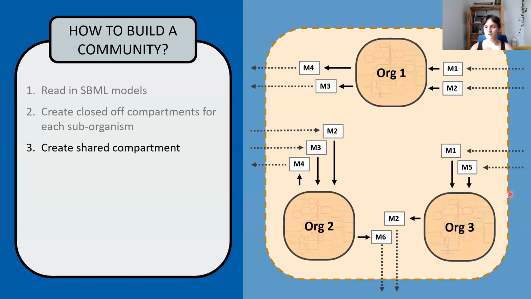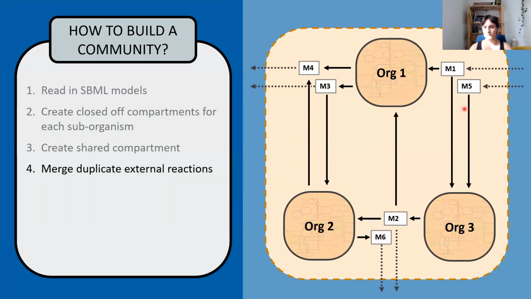And if we now look at the reactions of these organisms, we can see that the members are still not properly interacting with one another. For example, metabolite 2 is consumed by organism 1 and is also consumed by organism 2, and it is produced by organism 3. But as it is right now, there is no chance of these members to interact with one another, and therefore we have to merge these duplicate metabolites into one.